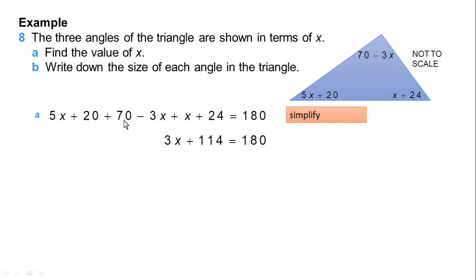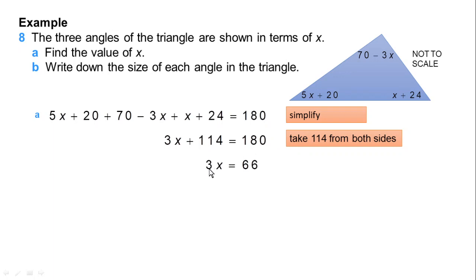3x, then 20 plus 70 plus 24 is 114, which is equivalent to 180. I want to remove 114 on the left side and put it on the right side, so I'll subtract 114 from both sides. So if I take 114 from both sides, it will become 3x equals 66.